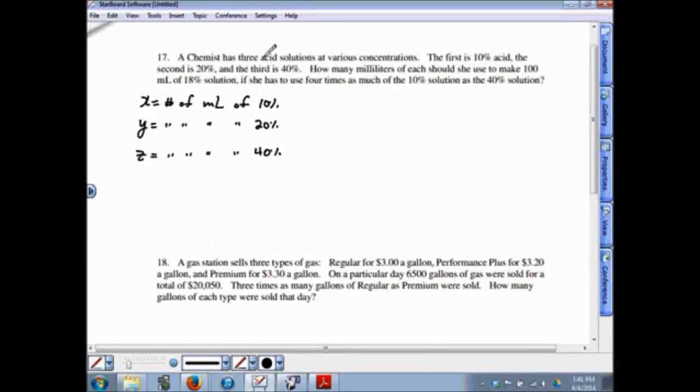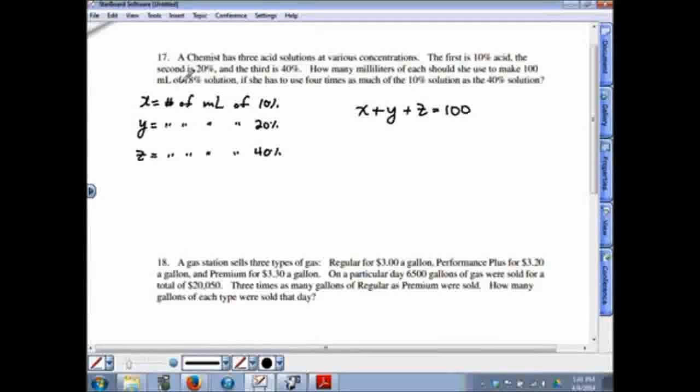Now we have to start gleaning out some information here. How many milliliters of each type should she use to make 100 milliliters total? So this chemist wants to have 100 milliliters, which is comprised of a combination of x, y, and z. So we know that x plus y plus z has to equal 100 milliliters. So there's the first equation.